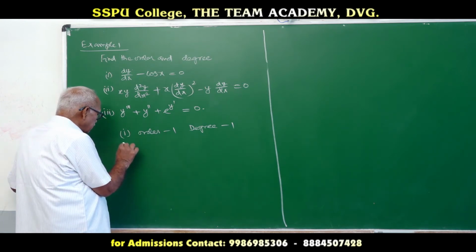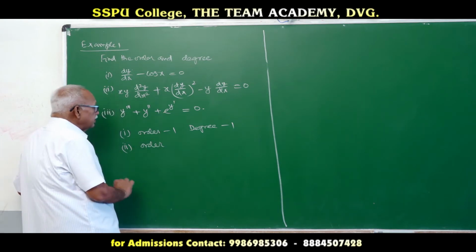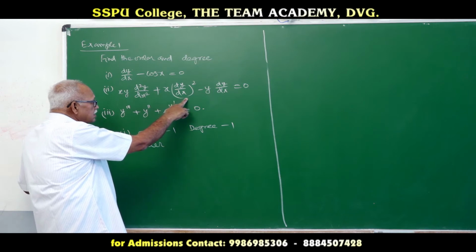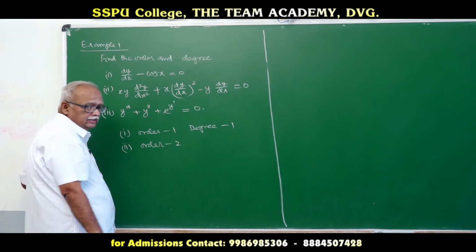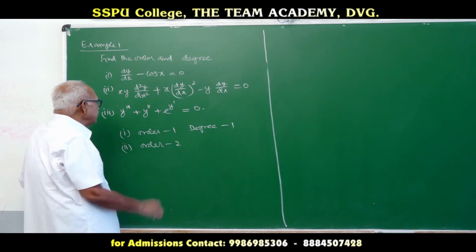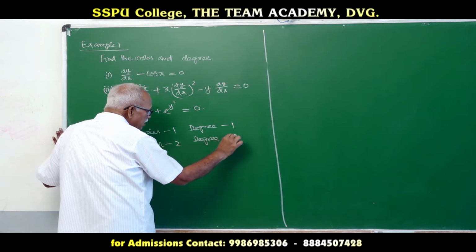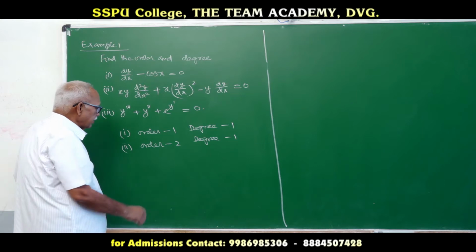In the second one, second order is there, first order is there, so the second order is the highest order. So the order is 2. The degree is the power of the highest order derivative. The second order derivative has the power 1. Therefore, the degree is 1.